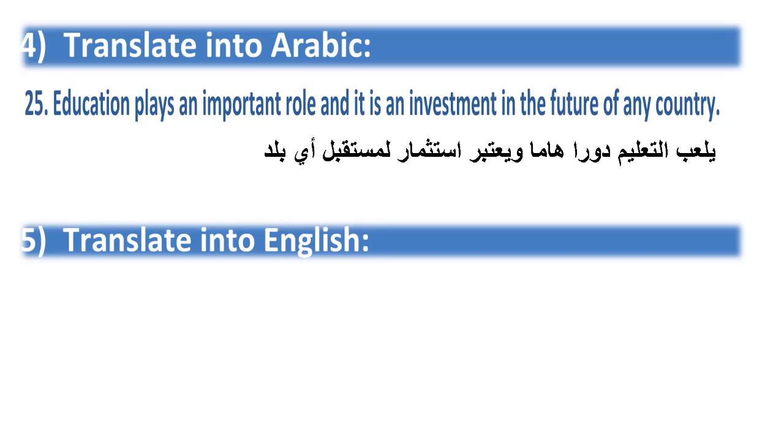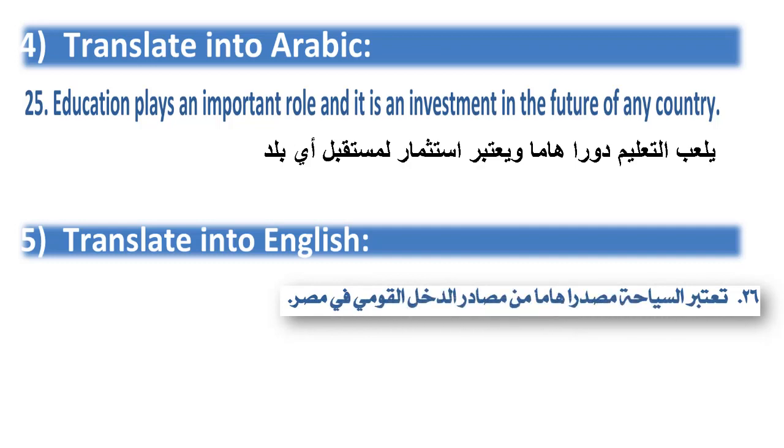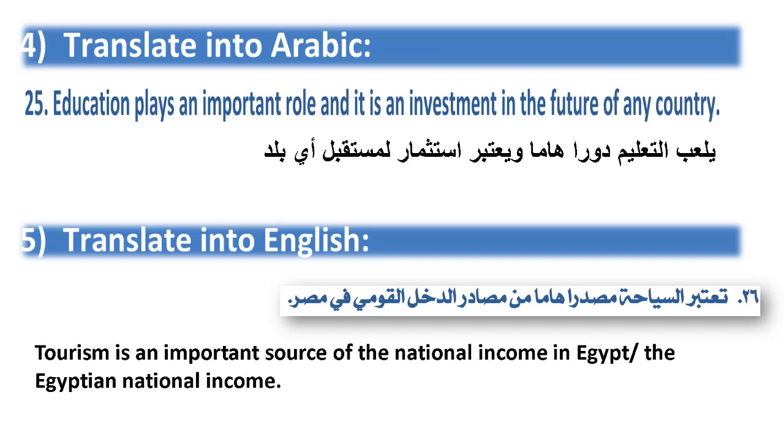Now we move to the last part of this test, translate to English. تعتبر السياحة مصدرا هاما من مصادر الدخل القومي في مصر. Tourism is an important source, يعني السياحة تعتبر مصدر هام, of the national income in Egypt. ده شكل source of the national income in Egypt. أو ممكن أقول the Egyptian national income.